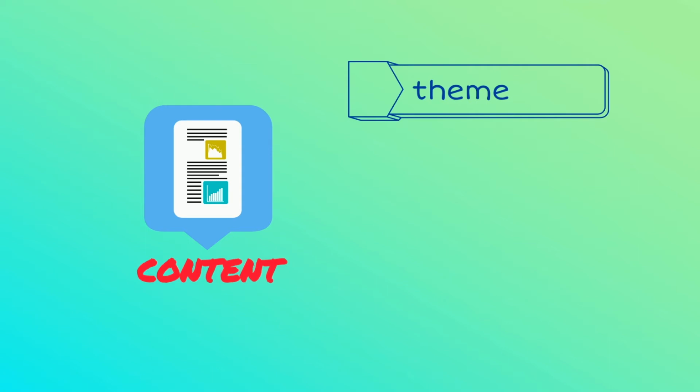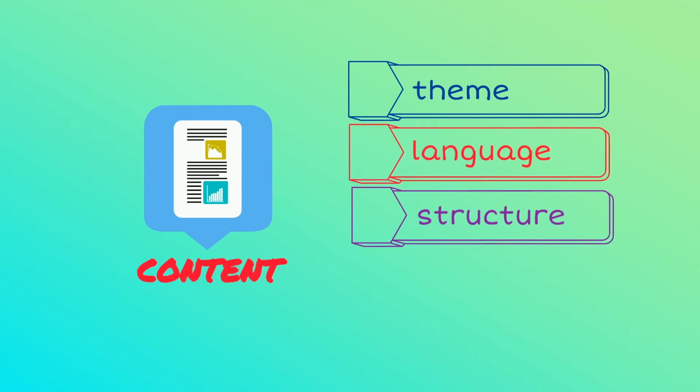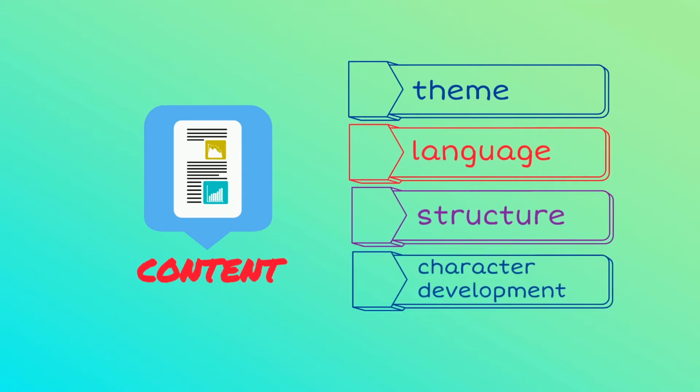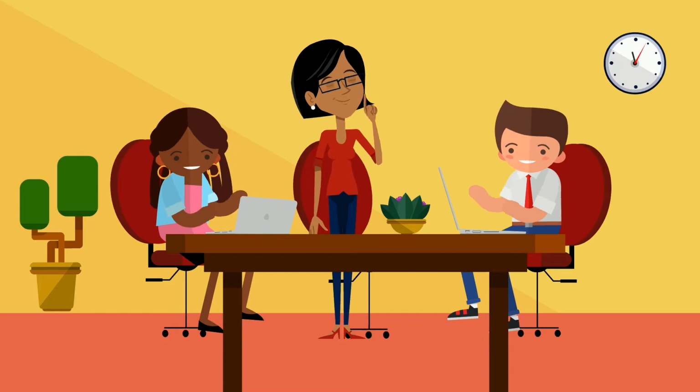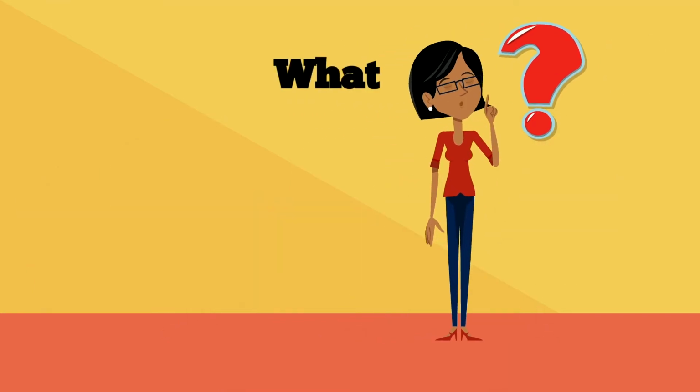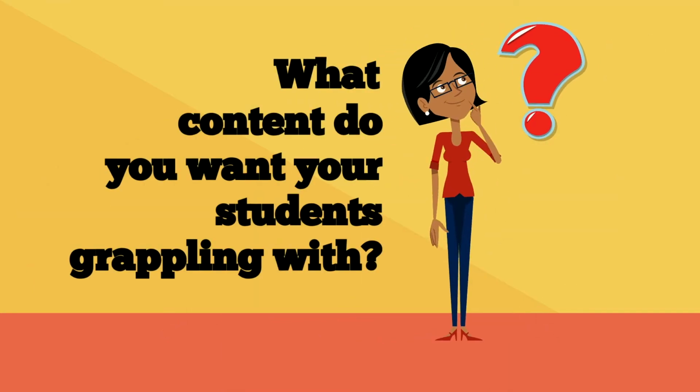In ELA, important disciplinary content could be the ability to recognize theme, language, structure, or character development. Each of these are content dimensions within the standards. The content dimension should guide you when thinking about that first reading standard in your focus cluster, the what. What content do you want your students grappling with during this task? Let's look at an example.